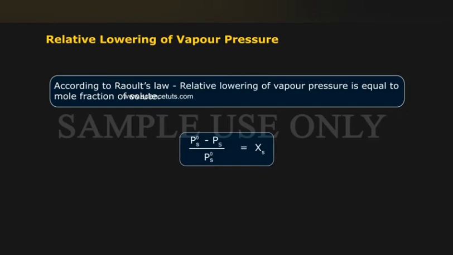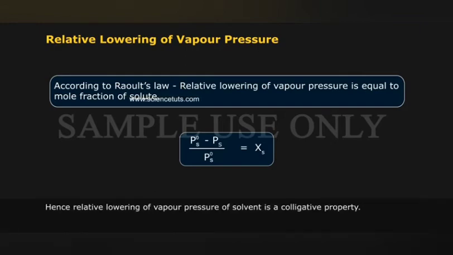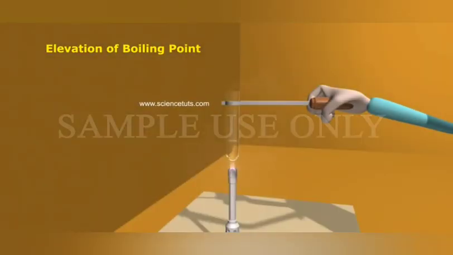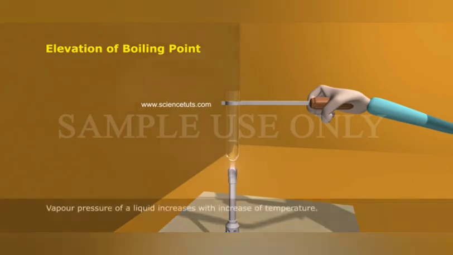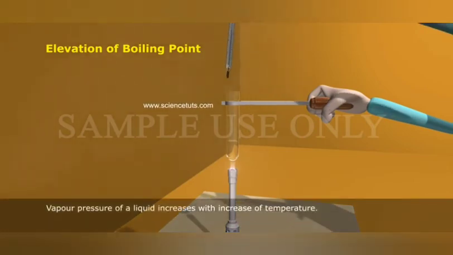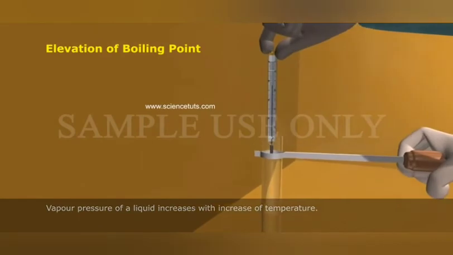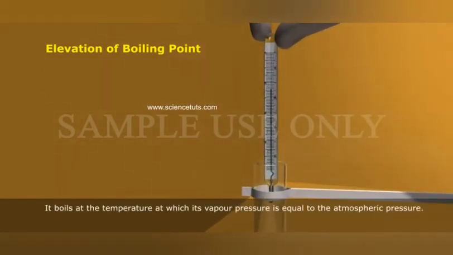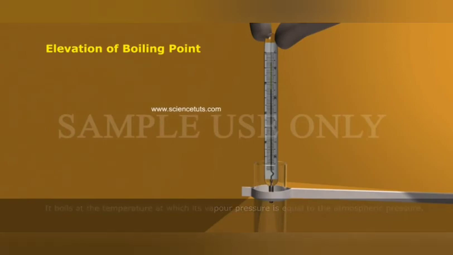Ps0 minus Ps by Ps0 is equal to Xs. Hence, relative lowering of vapor pressure of solvent is a colligative property. Elevation of boiling point. We have learnt in Unit 5, Class 11, that the vapor pressure of a liquid increases with increase of temperature. It boils at the temperature at which its vapor pressure is equal to the atmospheric pressure.